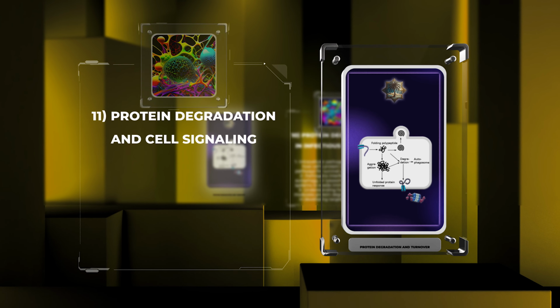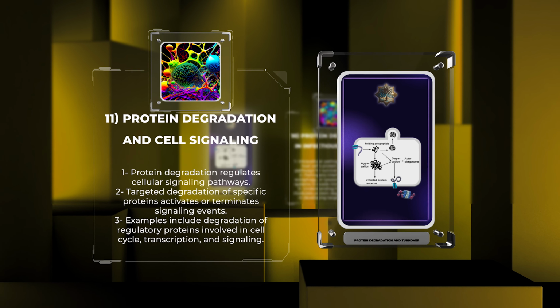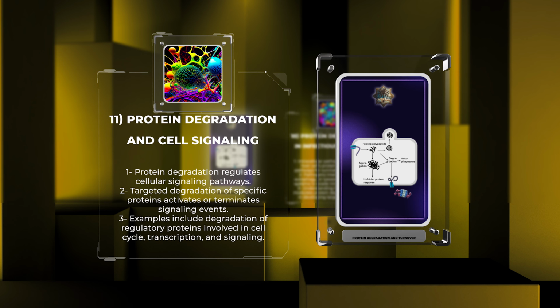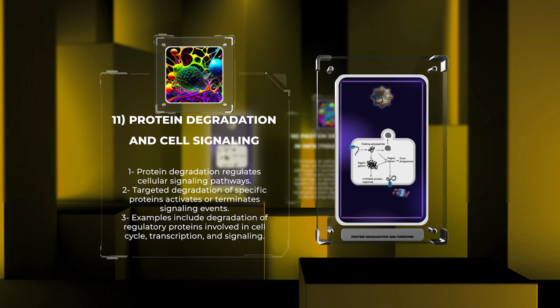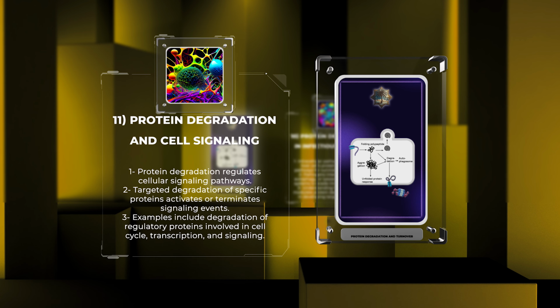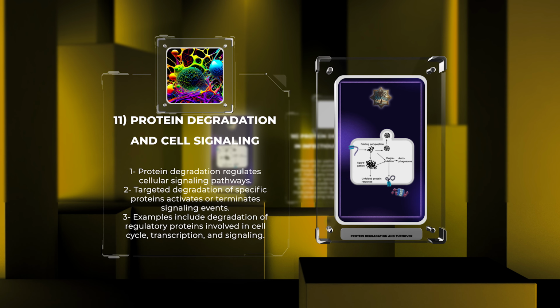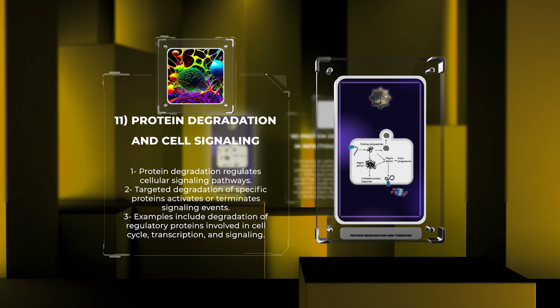Protein degradation plays a crucial role in regulating cellular signaling pathways. The targeted degradation of specific proteins can activate or terminate signaling events, ultimately shaping cellular responses. Examples include the degradation of regulatory proteins involved in the cell cycle, transcription factors, and signaling receptors.